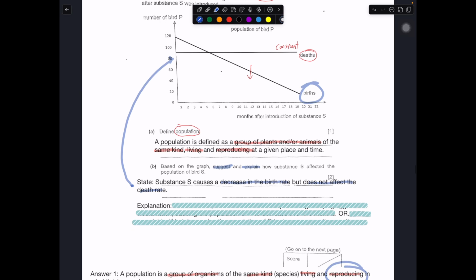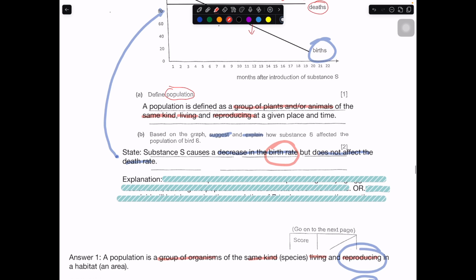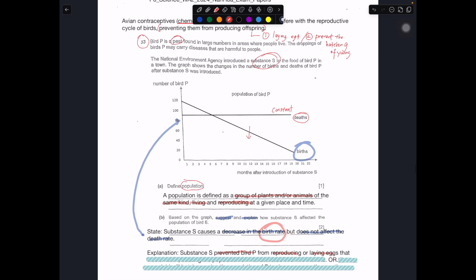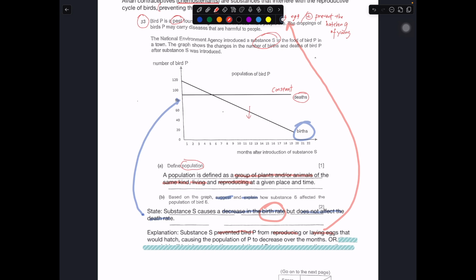As for the explanation of why you see this trend, you should focus on the birth rate. The death rate, you don't really need to talk more about. So for the explanation, you can say substance S prevents bird P from reproducing or laying eggs. Number one, cannot lay eggs, causing the population of P to decrease over the months. Or you can say less eggs are being laid. Maybe it could lay eggs, but less of it, because some birds may not be affected by this, but most of the birds will be affected. That's why the birth rate decreases.